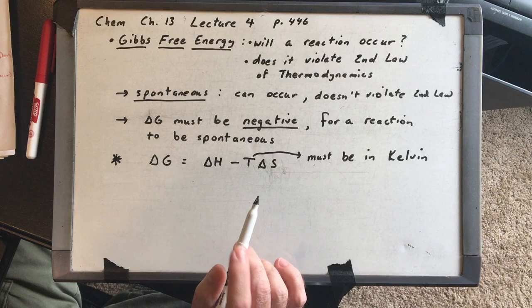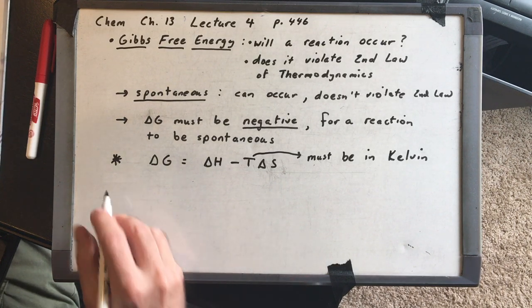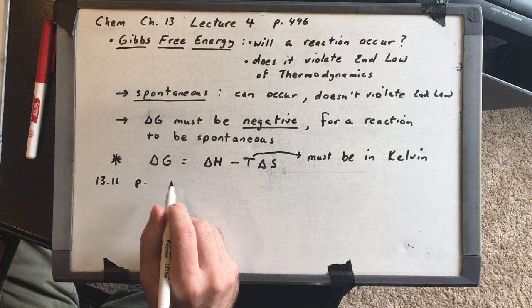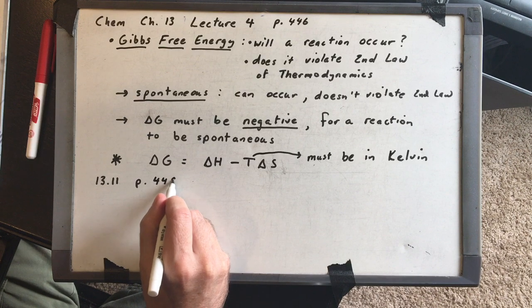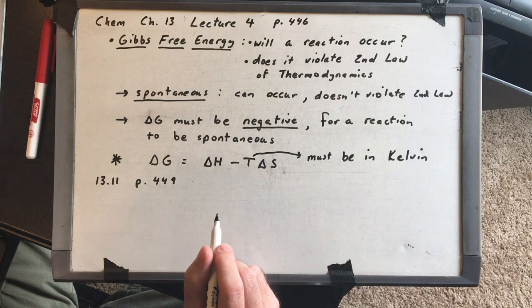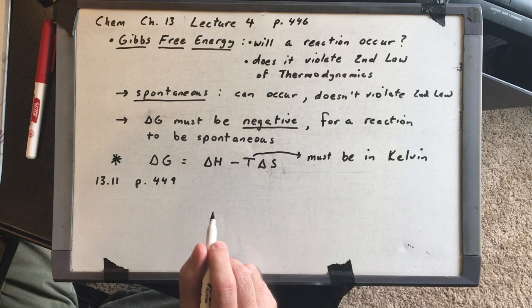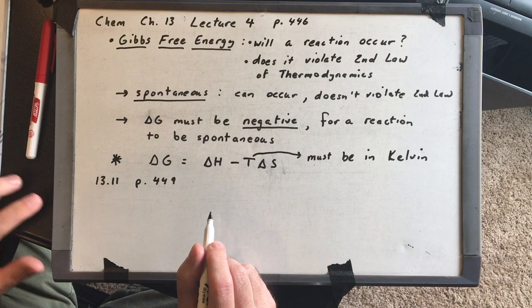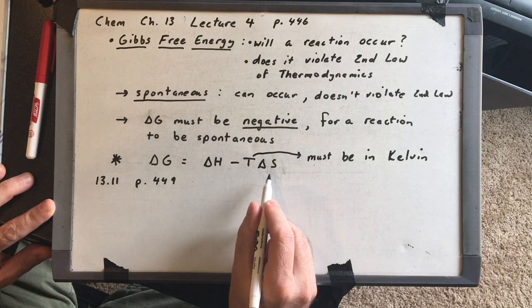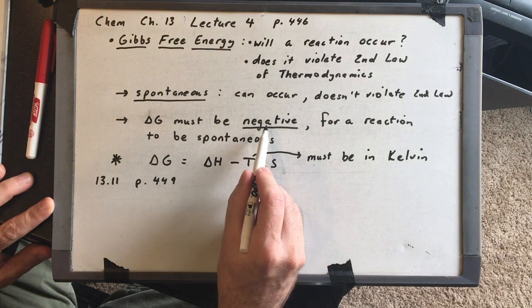All right, so let's look at 13.11 on page 449. That says the delta H of a certain chemical reaction is 10 kilojoules, whereas delta S is 123 joules per Kelvin. At what temperatures is this reaction spontaneous? So we're going to use this equation, delta G is equal to delta H minus T delta S. We know that delta G must be negative.